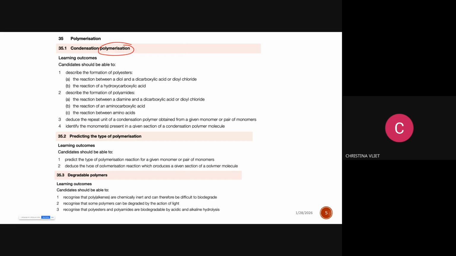Do you need to get into the list? My favorite is polymerisation now.